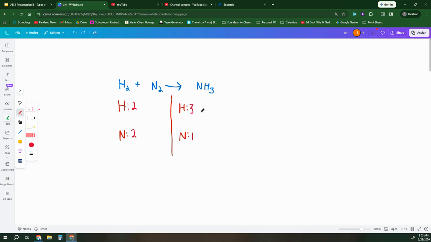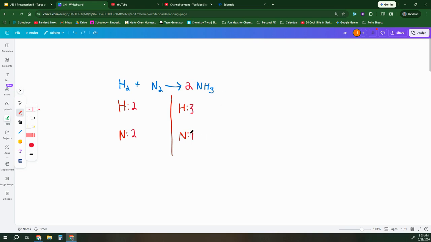Now, in this problem, both of our atoms are unbalanced. We have more hydrogens on the right and more nitrogens on the left. So we need to get equal numbers on both sides. It doesn't matter which atom we start with, but I can see it's going to be very easy to balance nitrogen by just giving myself 2 nitrogens on the right side, on the product side. So if I put a 2 in front of this NH3, that's like saying 2 times 1 N and 2 times 3 H's.